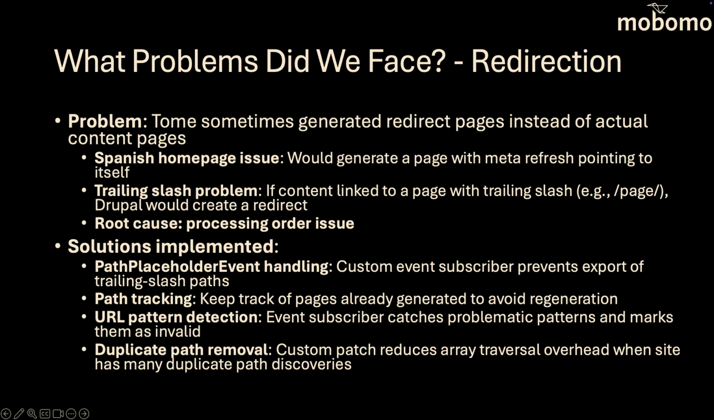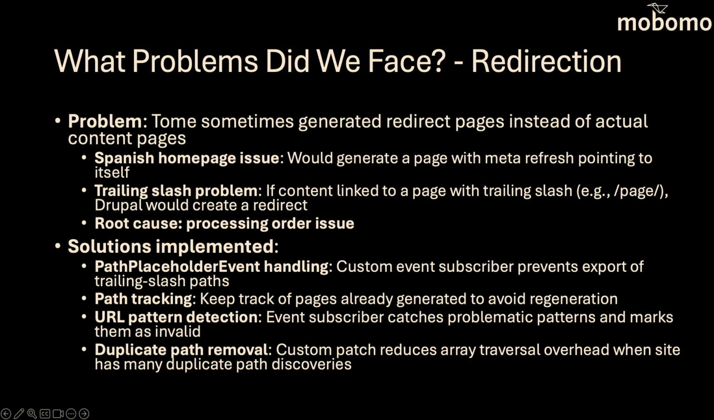And so in order to correct this, we did a couple of things. We sort of overcorrected on purpose. The first thing we did was we overrode the path placeholder event class in order to prevent the export of trailing slashes at all. So anytime there was a trailing slash, we basically ignored Drupal's internal redirection, and we implemented it on the Nginx side. And so we did basically Drupal's job on the static side part. And then we did some path tracking where we kept track of pages that were already generated to avoid duplication.